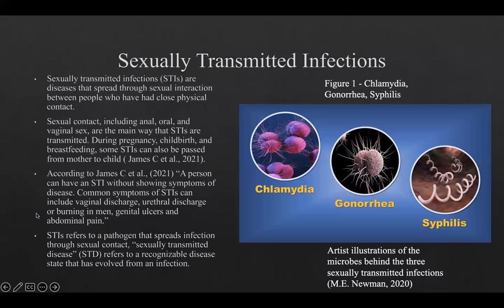Sexually transmitted infections are diseases that spread through sexual interaction between people who have had close physical contact. Sexual contact, including anal, oral, and vaginal sex, is the main way that STIs are transmitted. During pregnancy, childbirth, and breastfeeding, some STIs can also be passed from mother to child. According to James C. et al., a person can have an STI without showing symptoms of disease. Common symptoms of STIs can include vaginal discharge, urethral discharge or burning in men, genital ulcers, and abdominal pain.